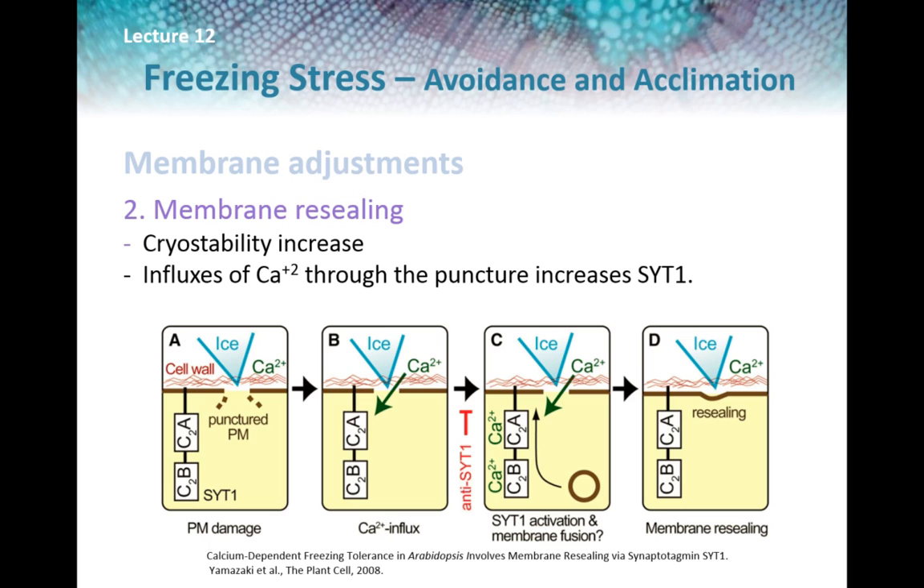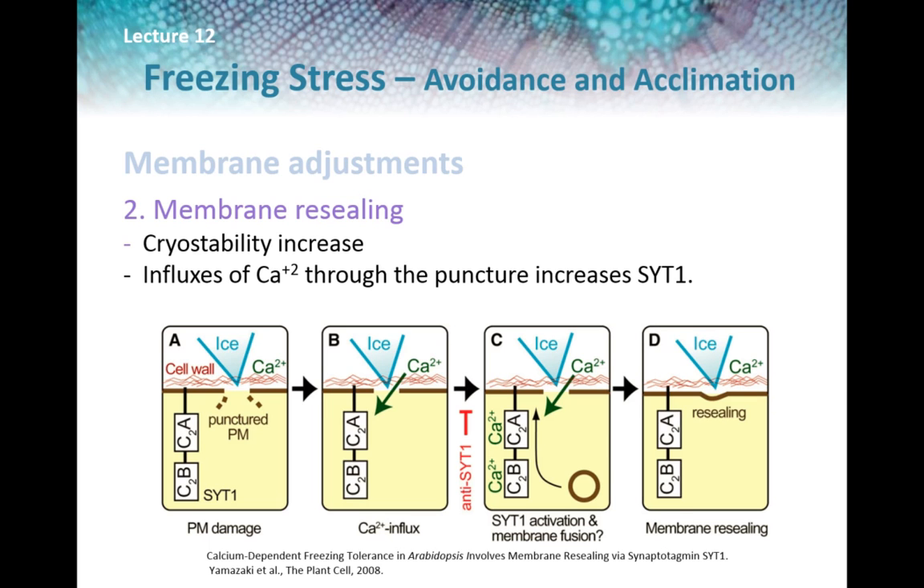The second membrane adjustment during freeze tolerance is membrane resealing. To understand this phenomenon better, we should first learn more about SYT1. SYT1 belongs to a small gene family, and the Arabidopsis genome contains 5 genes encoding synaptotagmin-like proteins SYT1, SYT2, 3, 4, and 5. Those proteins act as calcium sensors.